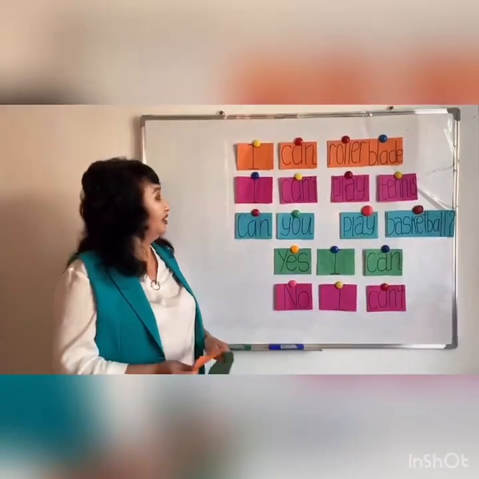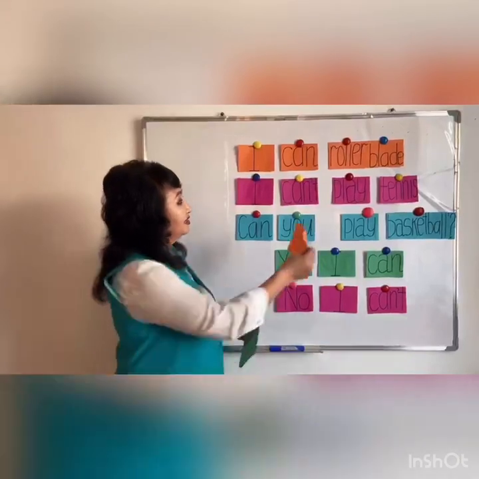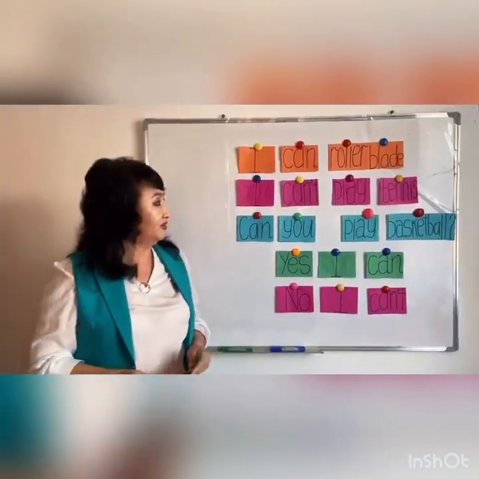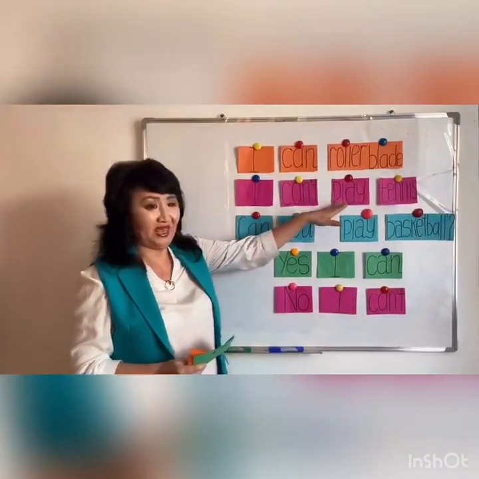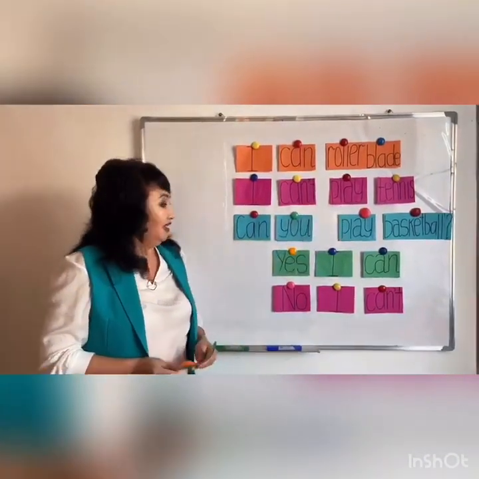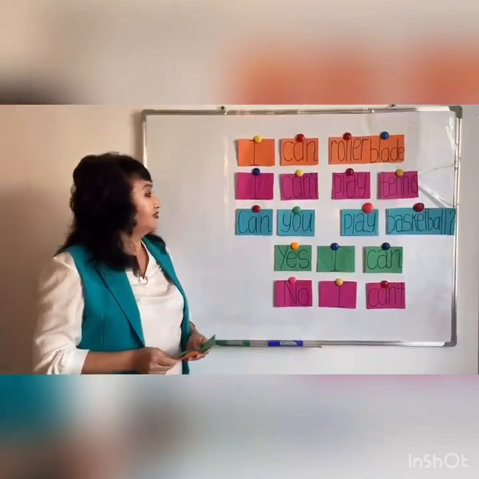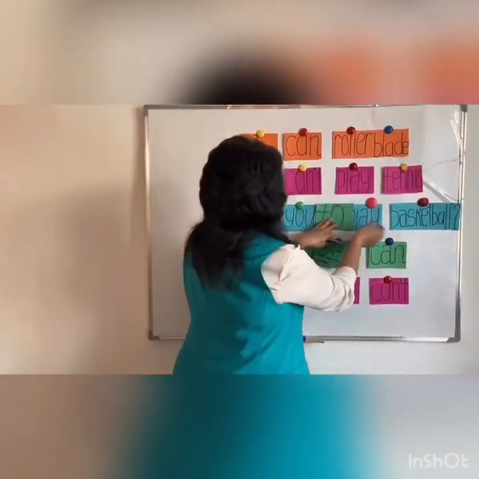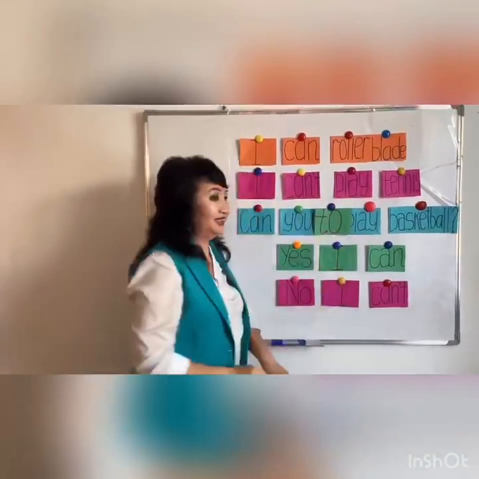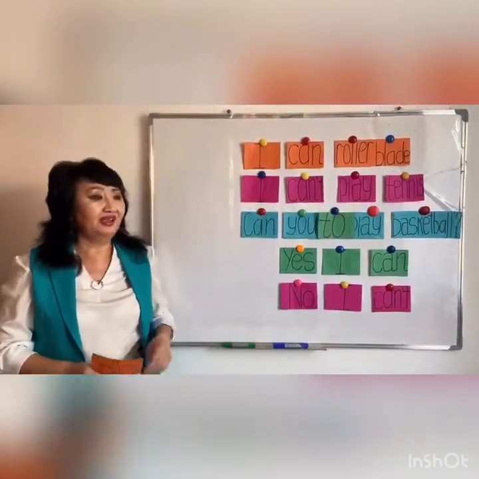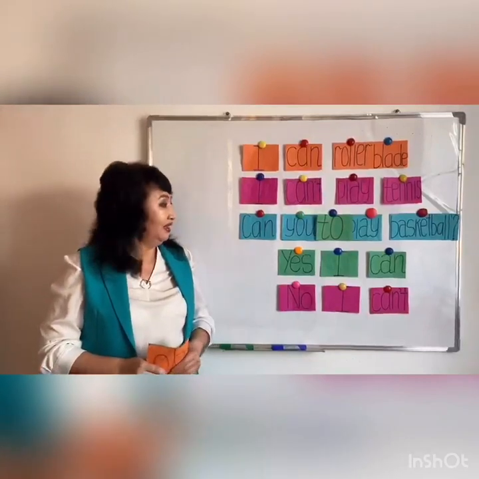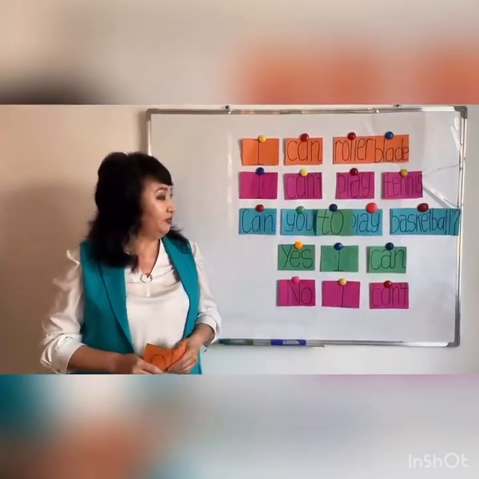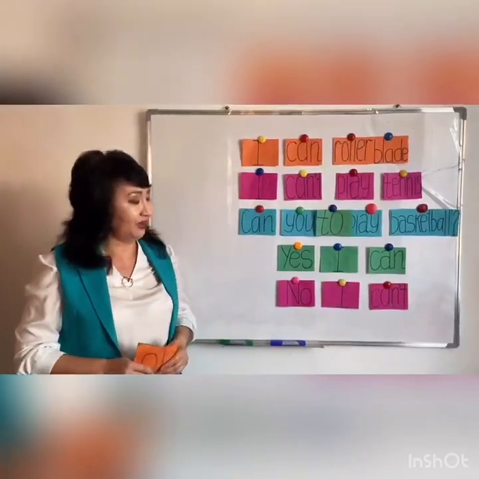The next one, "I can't do tennis." Yes, it's wrong. You should use only "play" for tennis. Next one, it's a very common mistake. "Can you to play basketball?" "Can you play basketball?" You don't use "to" before the main verb after the modal verb can.